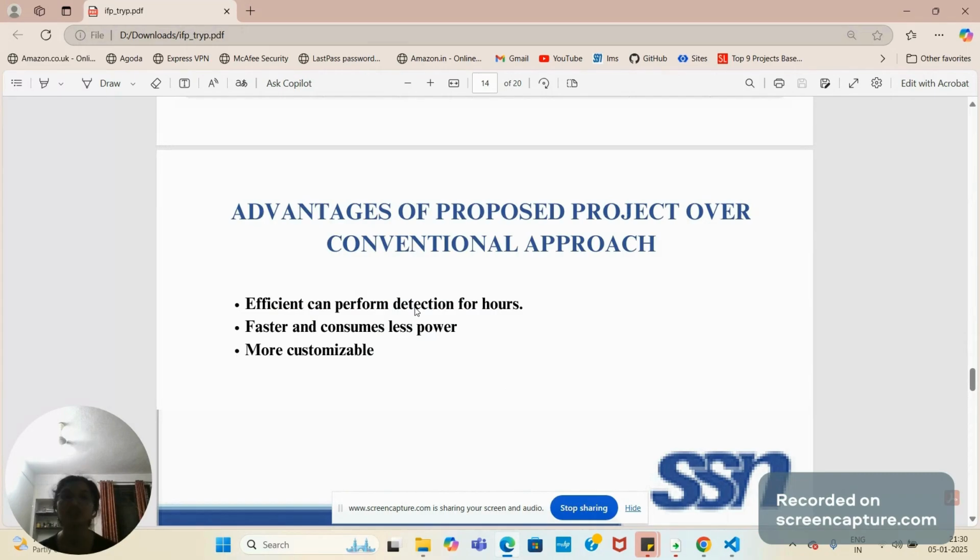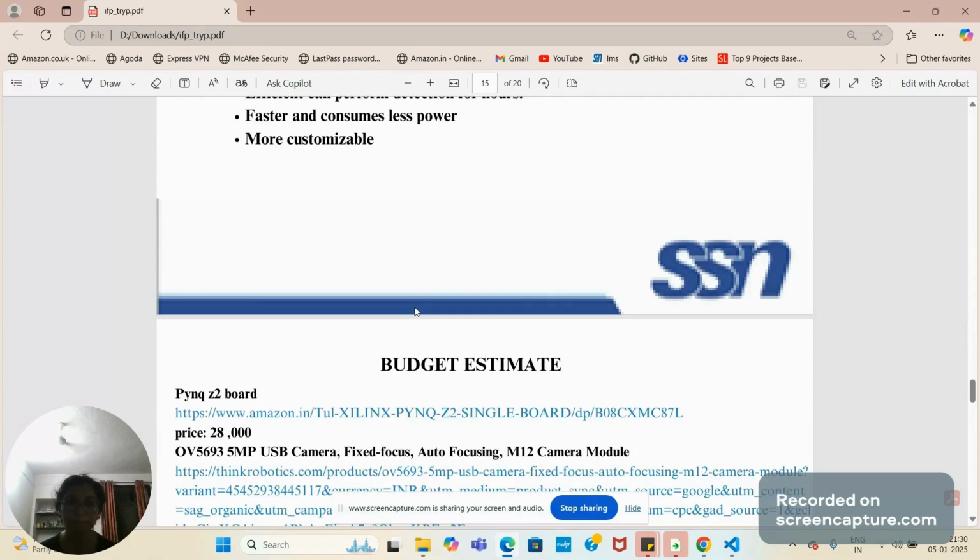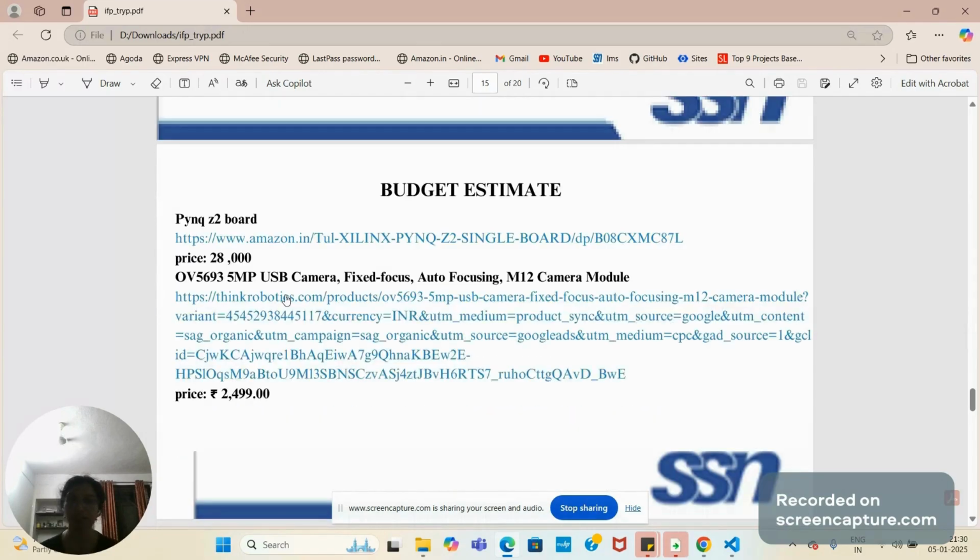It is faster and consumes less power. It is more customizable. As I already said, it can be optimized between the power consumption and efficiency to get an ideal mix. So this is the budget estimate.